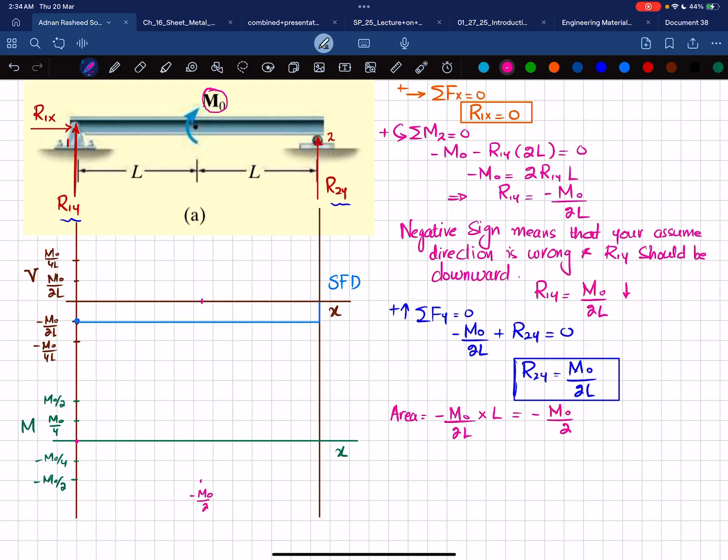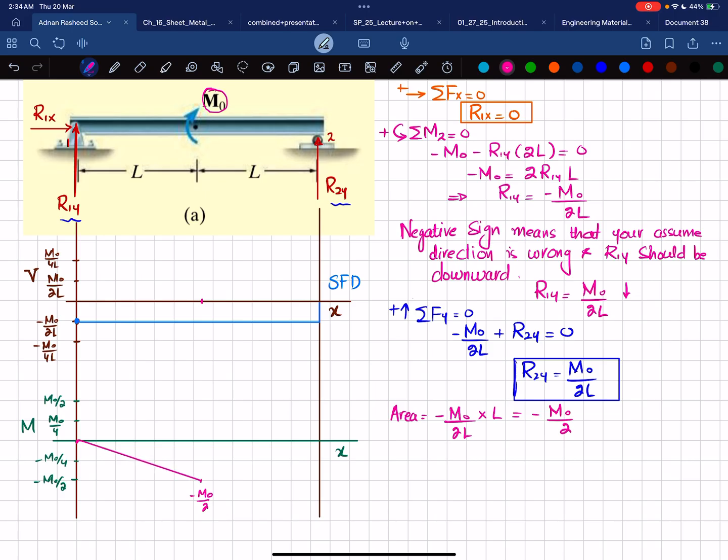And you can see that shear force is a horizontal line with 0 degree, and this area is negative. So bending moment will be one degree higher, and it will be a straight line joining these two points, not a curve. It will be a straight line joining the two points, and the slope will be decreasing.